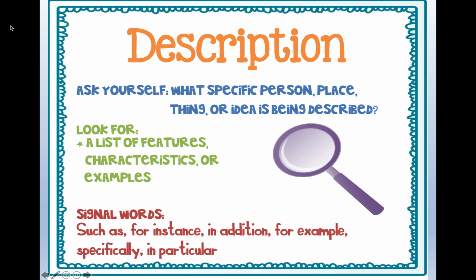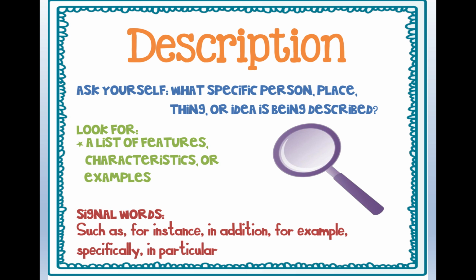All right. So when we think of description, we always want to ask ourselves certain questions. We want to know what specific person, place, thing, or idea is being described. That is always at the front of our mind. The things that we look for are a list of features or characteristics or examples. So if it's a description text, we're going to look for possibly the text describing how a person might look, how they might feel, how they might act. That's where those character emotions and character traits come back in. Aha! Although we've learned this once, we're always going to keep looping it into our learning.